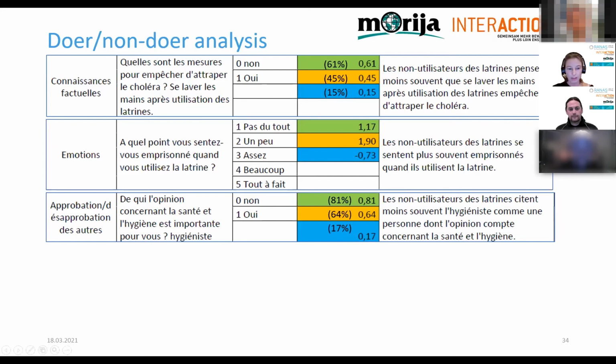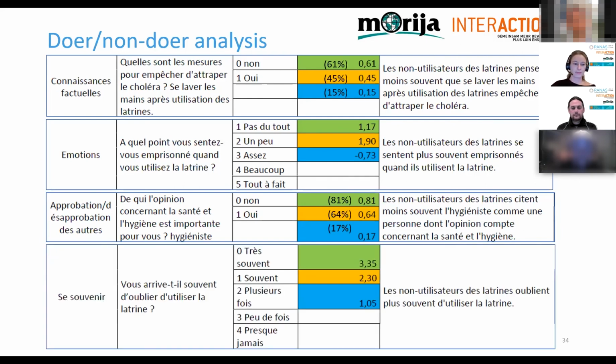Then we also found that the trust in the hygienist, the hygiene promoter or facilitator, is lower among the non-users. So 81% of the users thought that the hygienist has an important opinion, and only 64% of the non-users. So there could be something to do about the perception of the importance and the credibility of the hygienist.